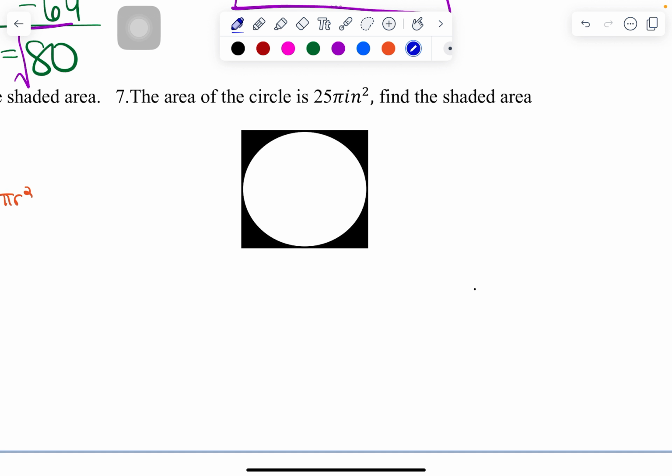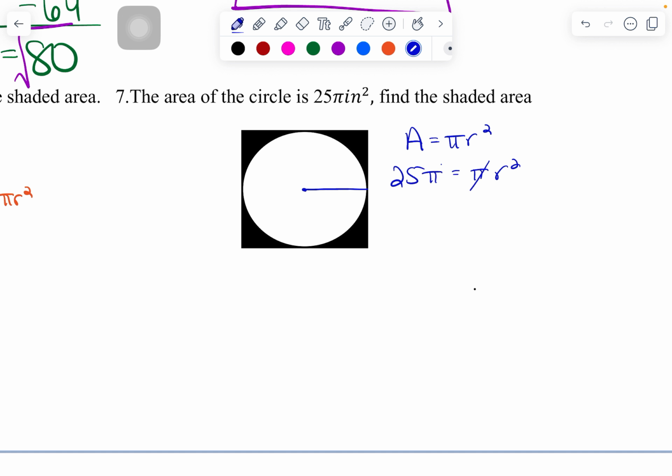I'm giving you the area of the circle this time. I want you to find the area of the shaded region. So what we're going to start with is figuring out the radius of the circle. Area for a circle is pi r squared, and I'm telling you that the area is 25 pi.